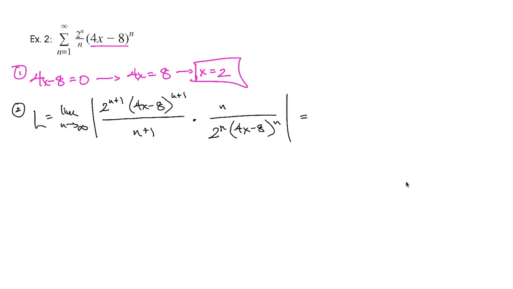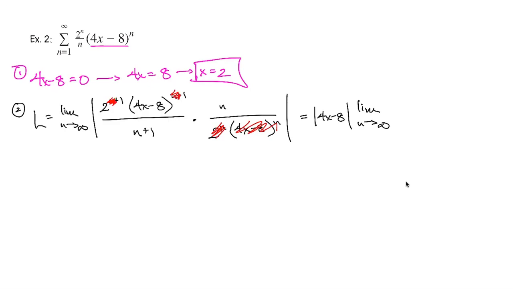And then I think about what will cancel out. So I think that this 2 to the n and that one will reduce. This 4x minus 8 to the n will cancel out with this one. And I think that's it. So I'm going to take the 4x minus 8 and bring that out to the front because I know that part depends on the positive or negative sign. And then I'm going to explore what happens with the rest of it.